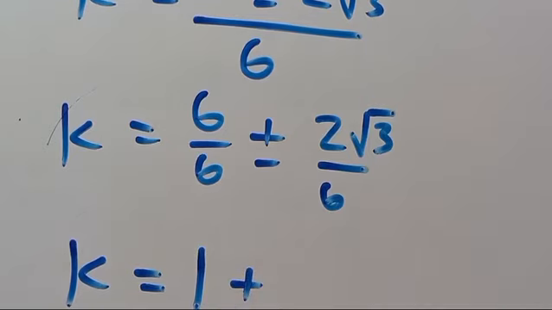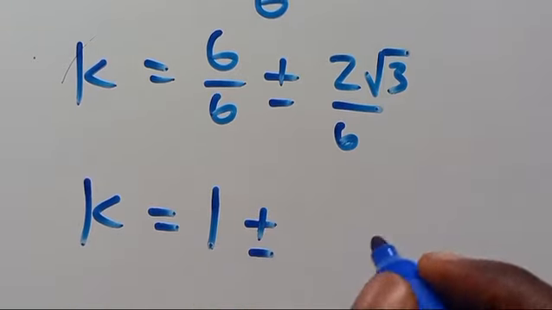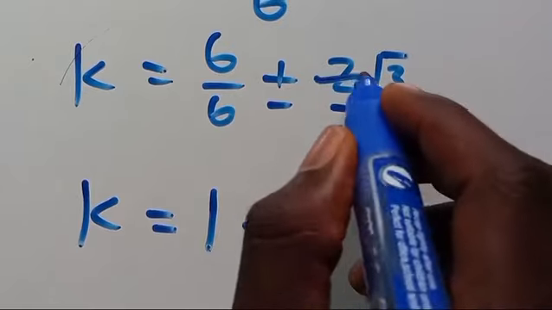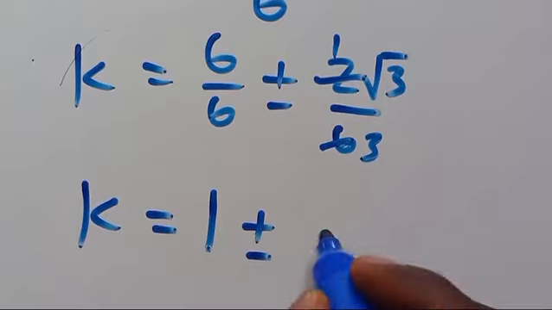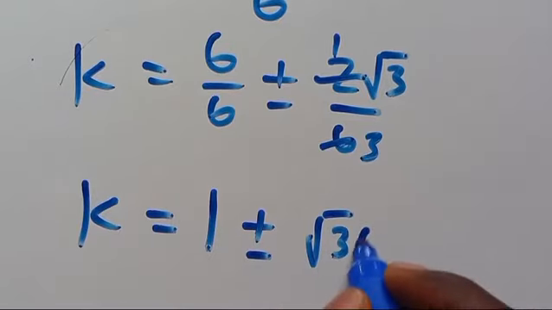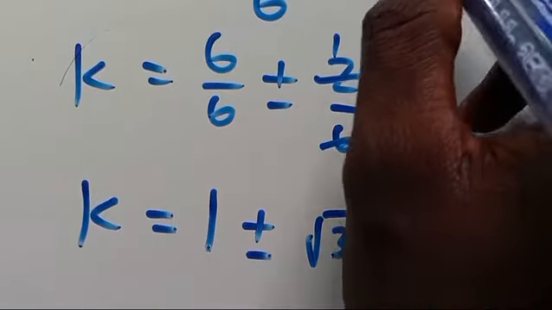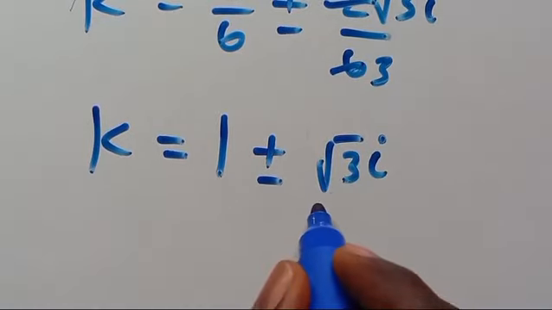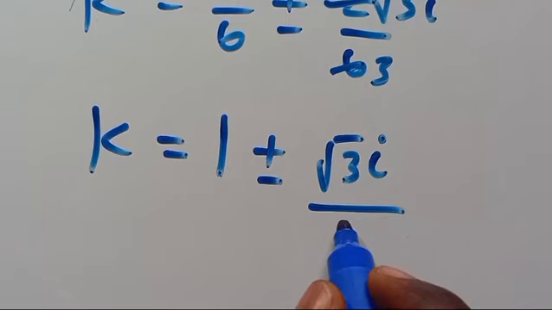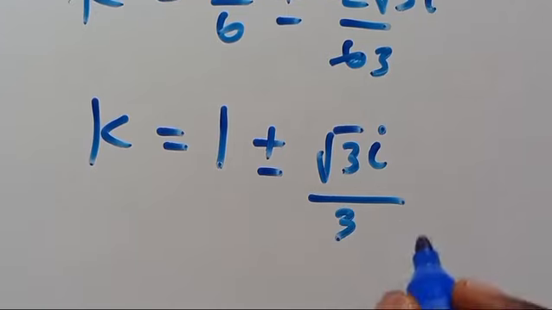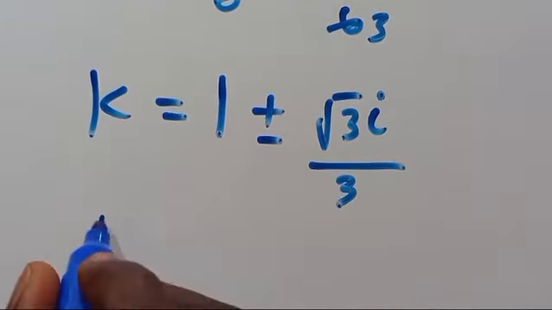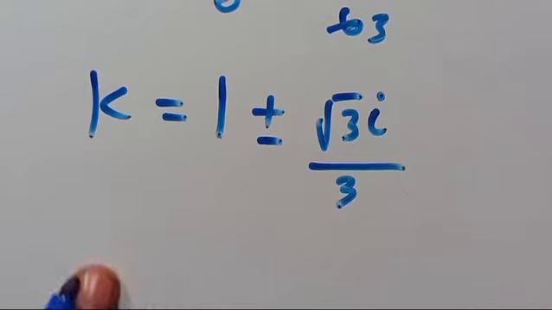From here, 2 divided by 6 is 1 over 3, and we have root 3i, then divided by 3. So we also have k equal to this. Then let's say case 2.